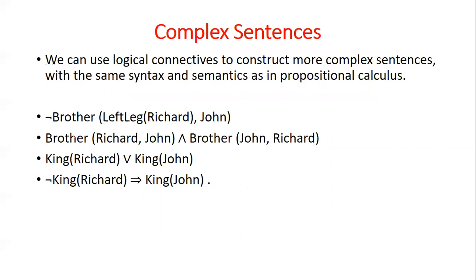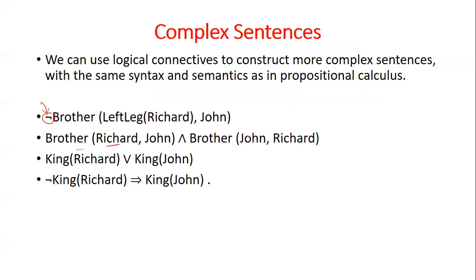So here are some examples of complex sentences. Left leg of Richard is not the brother of John. Richard is the brother of John, but Richard's left leg is not. You cannot call it brother of John. So here, as not comes into the picture, it becomes a complex sentence, right?